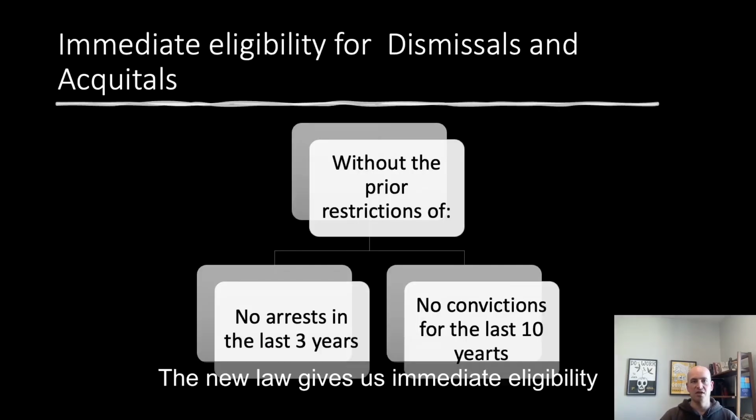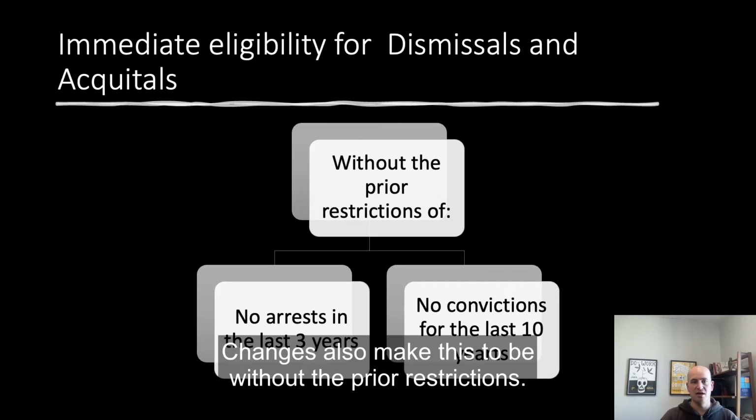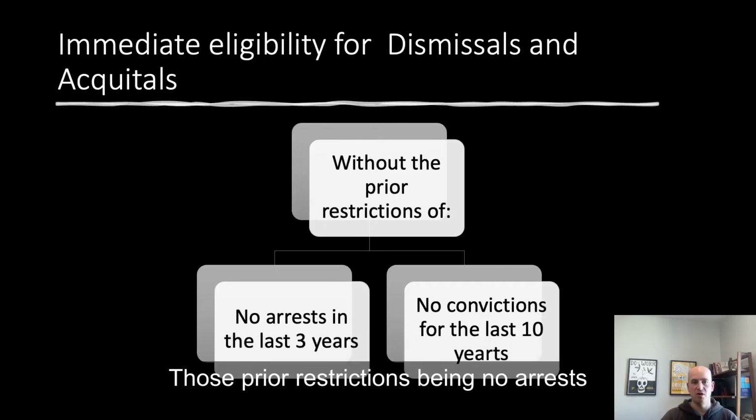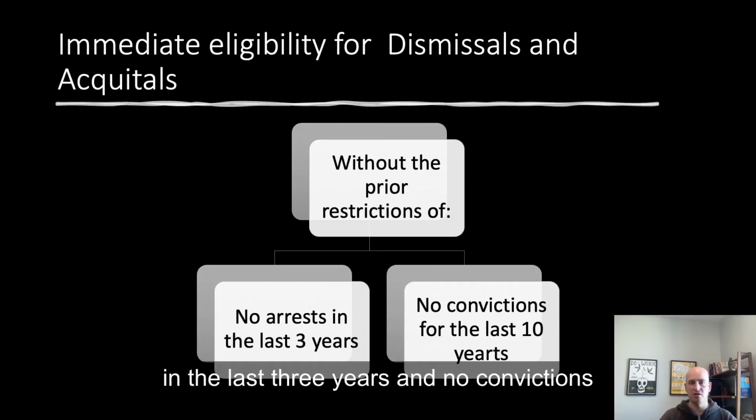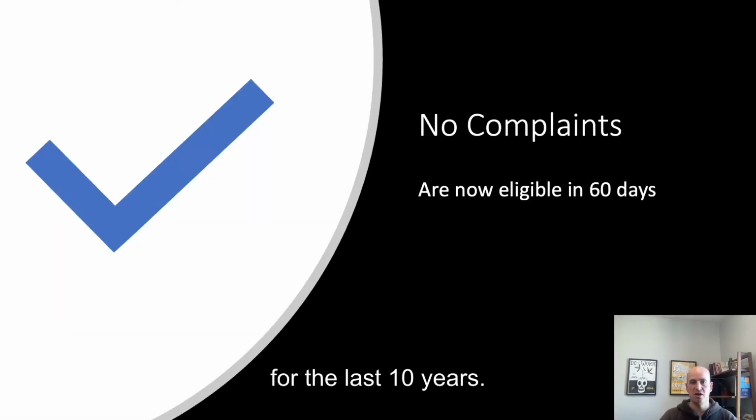The new law gives us immediate eligibility for dismissals and acquittals. The changes also make this to be without the prior restrictions, those prior restrictions being no arrests in the last 3 years and no convictions for the last 10 years.